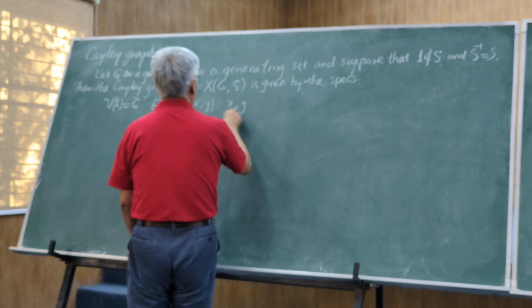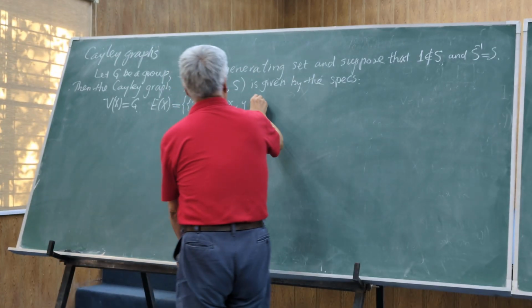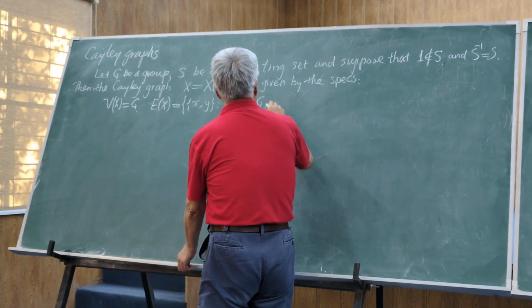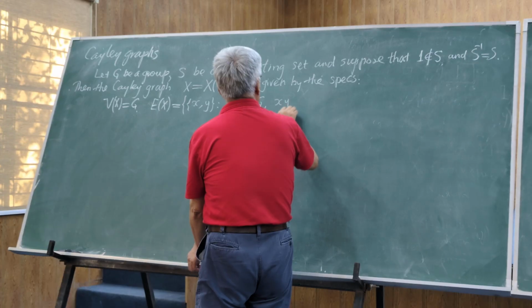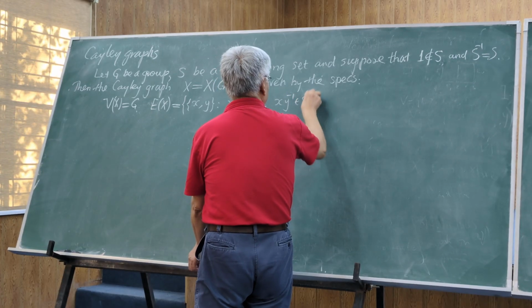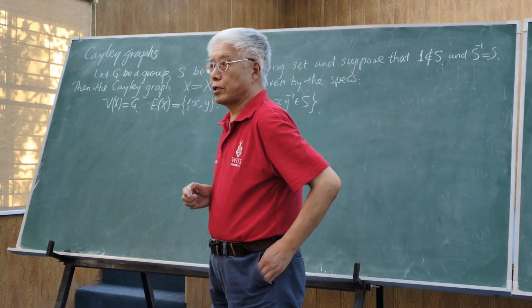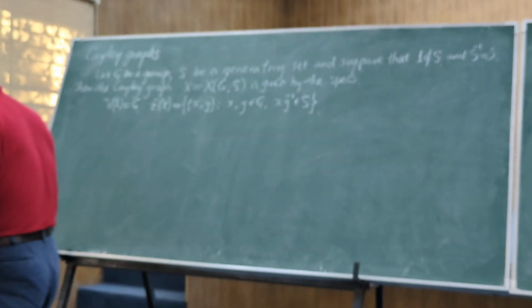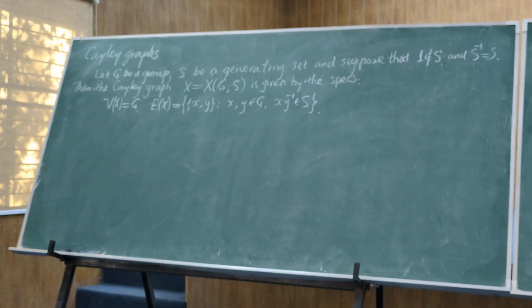xy are group elements, of course, because the vertex set is G. And xy inverse belongs to S. This is the definition of a Cayley graph. A question, still a quiz question.